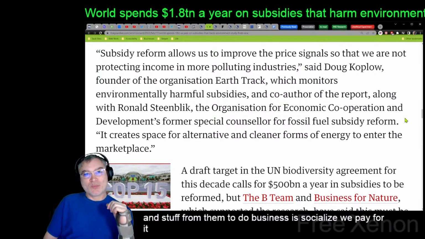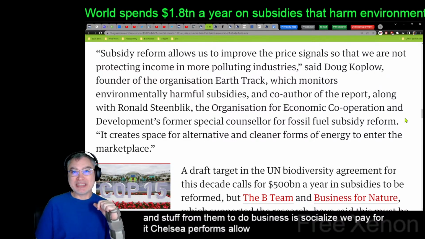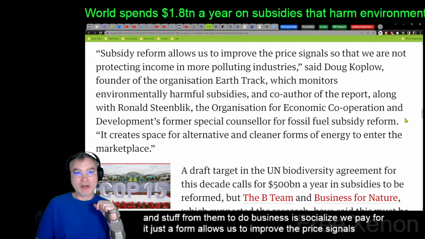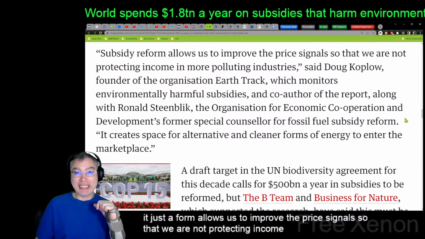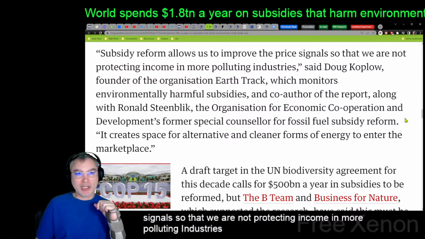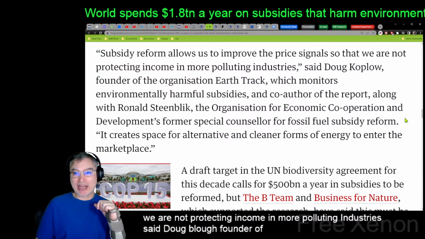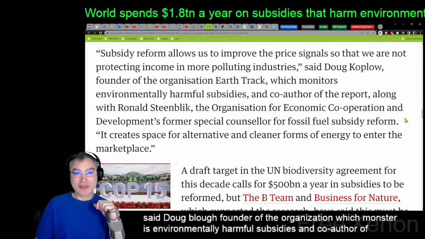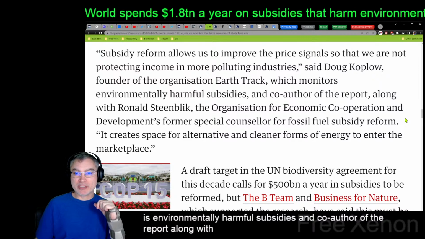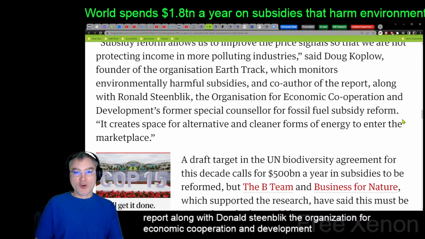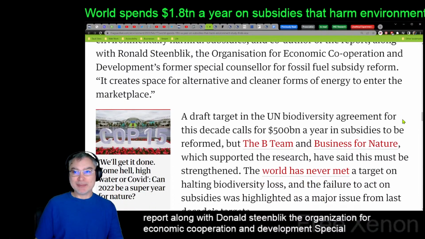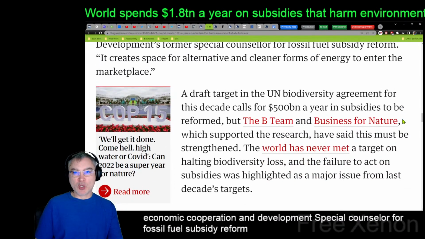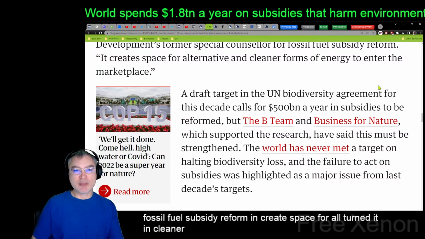We pay for it. "Subsidy reform allows us to improve the price signals so that we are not protecting income in more polluting industries," said Doug Koplow, founder of the organization Earth Track, which monitors environmentally harmful subsidies, and co-author of the report along with Ronald Steenblik, the Organisation for Economic Co-operation and Development's former special counselor for fossil fuel subsidy reform. "It creates space for alternative and cleaner forms of energy to enter the marketplace."